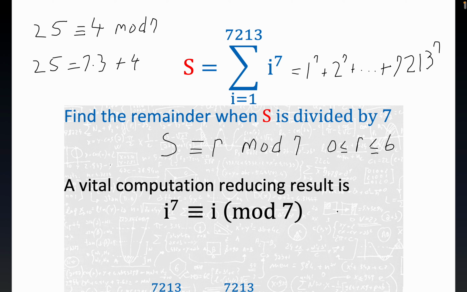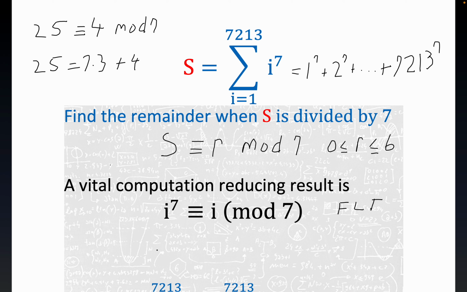You guys may have seen this before. This is called Fermat's theorem. And notice the structure of this. You have a prime right here. 7 is a prime. This happens for any prime, not just 7. Another representation would be I to the 6th is congruent to 1, but this formulation of Fermat's theorem is easier.